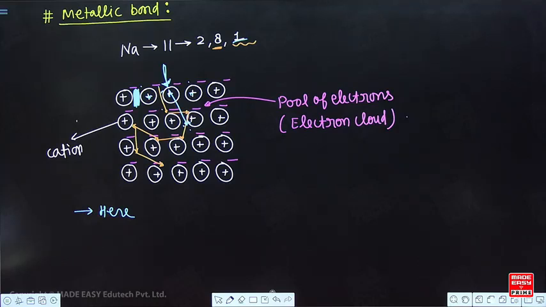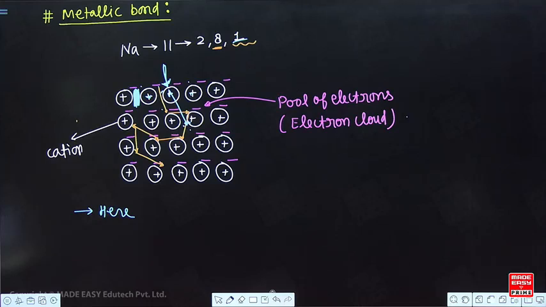Metallic bond is non-directional. Full stop. Next point.